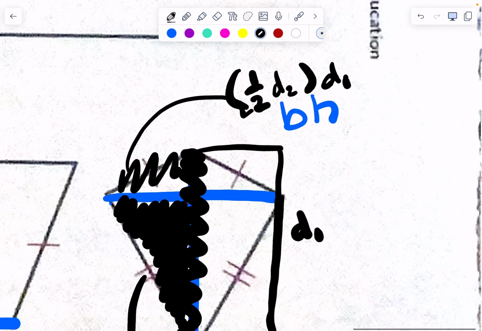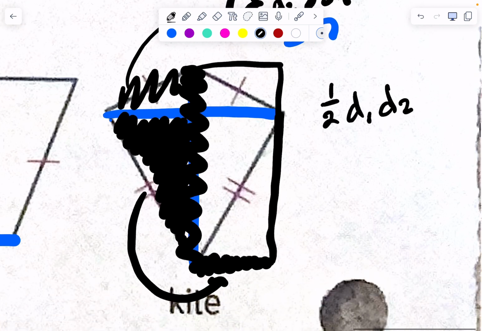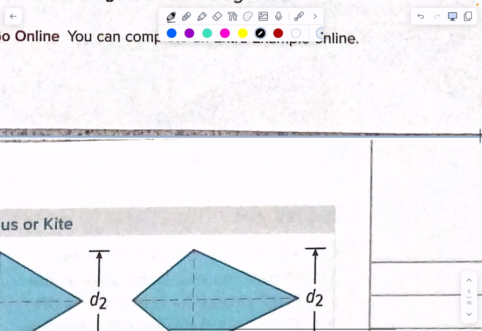So the formula for the area of a kite is 1/2 d1 d2 or 1/2 d2 d1, right? Doesn't matter, okay? It's just going to be half times the one diagonal times the other diagonal. You see how that works? Because the one diagonal will be half of it if you lump those onto the other side. So that's how a kite works, okay?